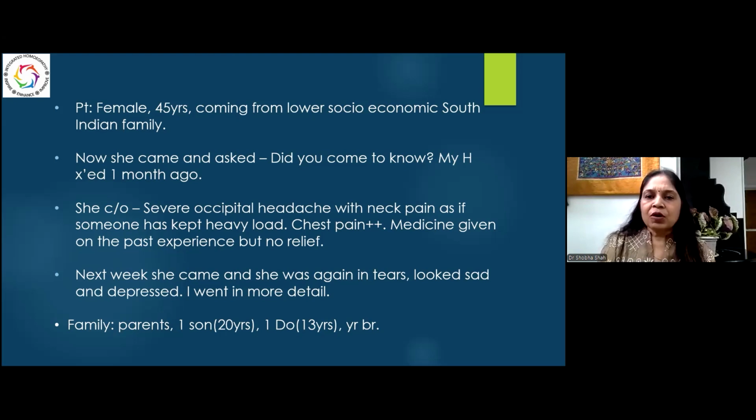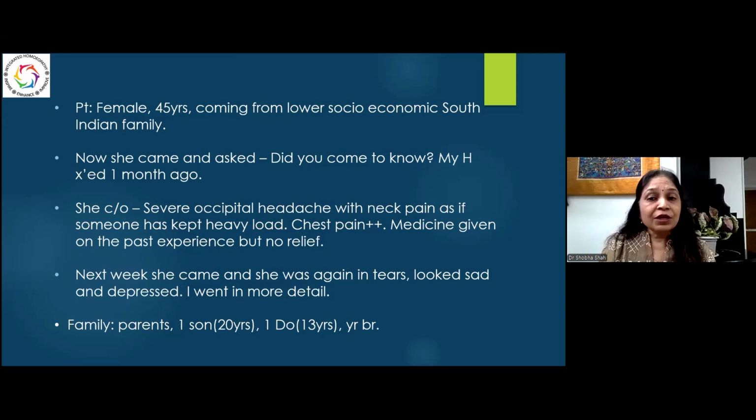So then she told me about her husband's death a little bit, and then she described her complaints: a severe occipital headache and neck pain, as if some heavy weight is kept on it, and she complained of chest pain, some ghabrahat. On the basis of past experience, I gave her the medicine, and she was called after a week.